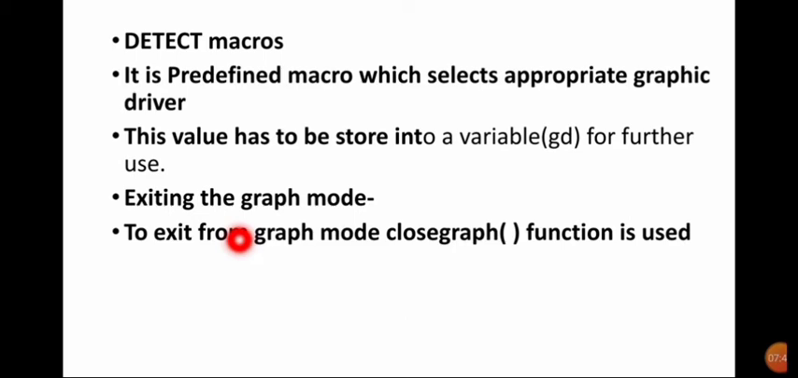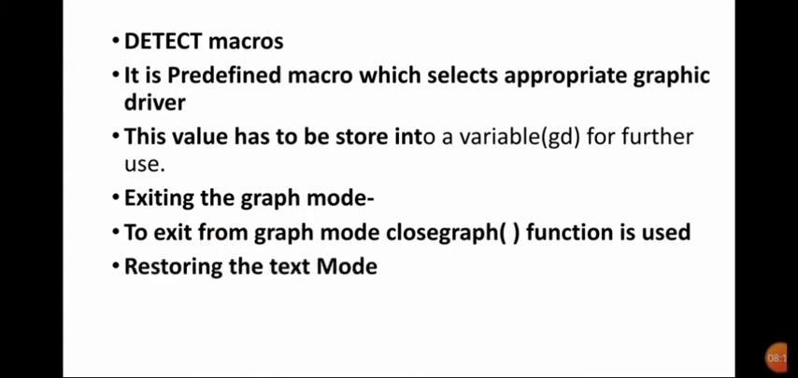Suppose your program is working in graph mode, that means in your program you are going to draw some picture on your screen. Then that program can exit from that graph mode by using the closegraph function. So this is the statement which is used to exit from graph mode.